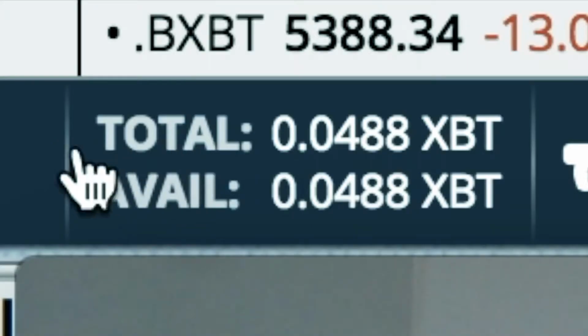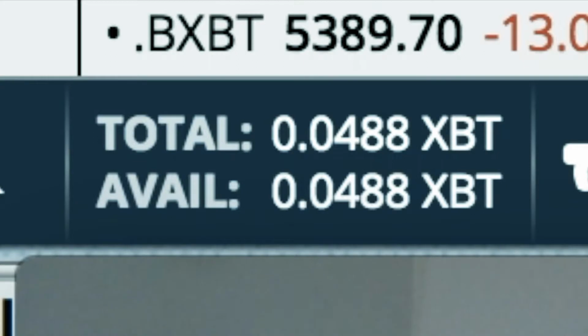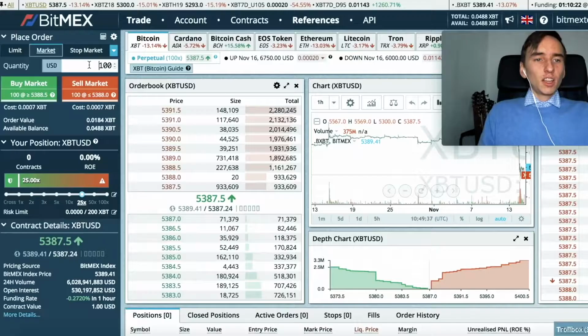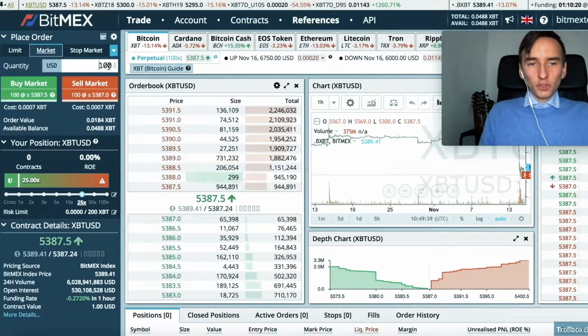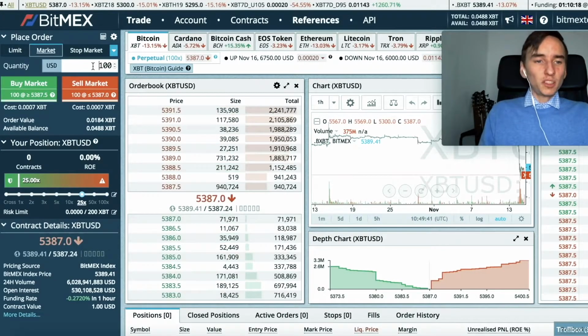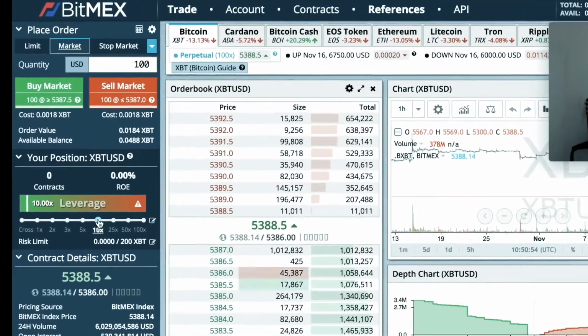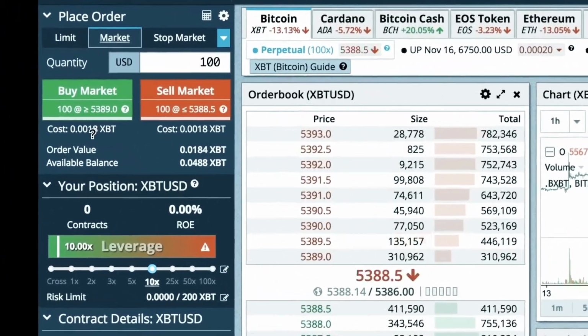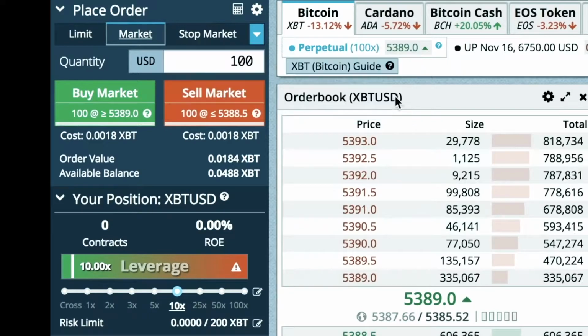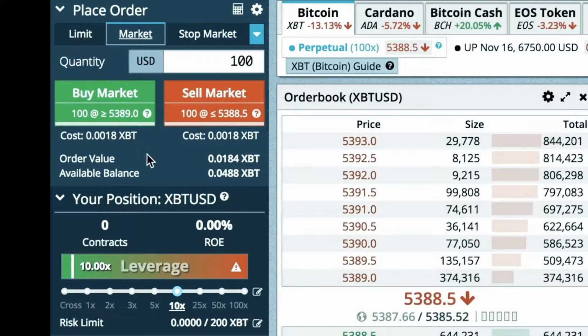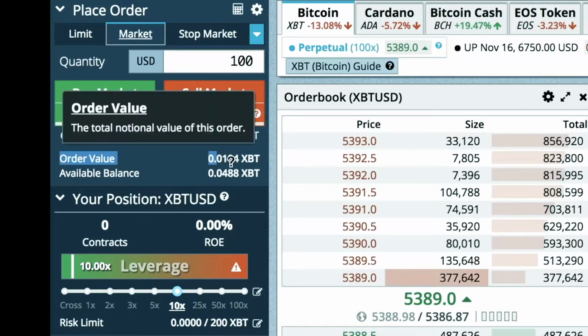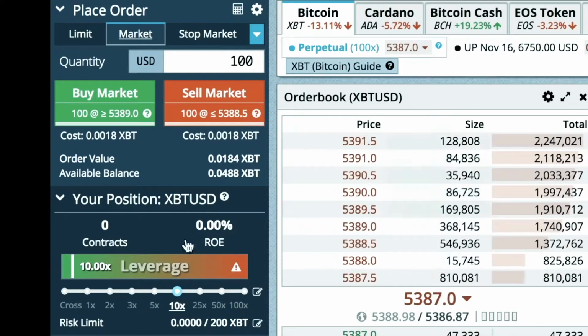The total balance is your current position and everything else, so it's your total balance. So available balance is simply the Bitcoin that is not currently used in a position. Alright, we want to buy 100 contracts, so 100 US dollars worth of Bitcoin. But let's say we want to go on 10x leverage now. This means that the cost is going to be this much, and that is lower than our available balance, so it's fine. And the order value, so the amount of Bitcoin this position is going to be worth, is a lot higher. It's actually 10 times higher because we are on 10x leverage.